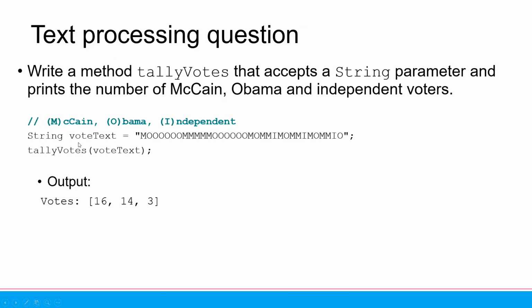Let's say I have a string for text. So this is a string M. So it is 1 voter for McCain. O. So it is 1 voter for Obama. Another O. So I have 2 voters for Obama. Another O. So I have 3 voters for Obama. And so on. So based on this string, can I know how many M and how many O and how many I?